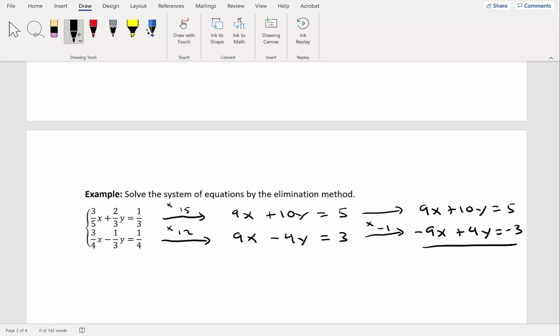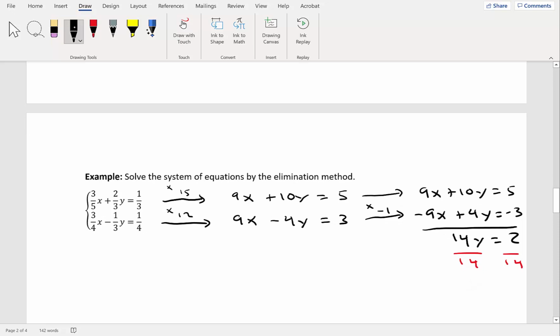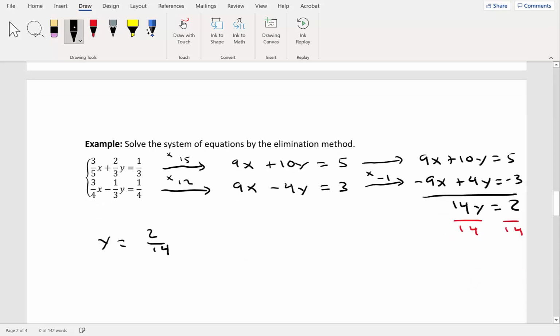Let's go ahead and add the equations together. So 10y and 4y gives me 14y. I have equal to 5 and negative 3 gives me 2. Divide both sides by 14 to get the y by itself. We get y is equal to 2 over 14, which simplifies into y is equal to 1 over 7.